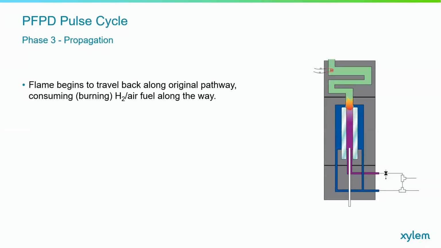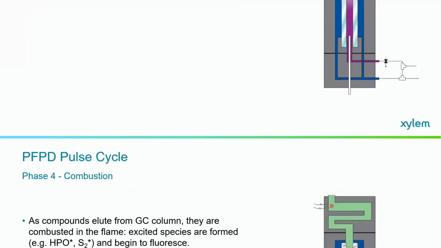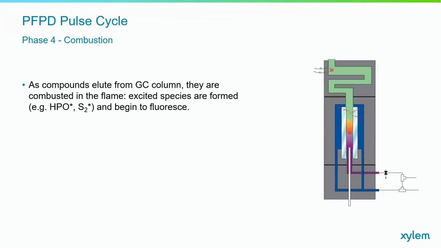Phase 3 is propagation. During phase 3, the flame travels back through the cap along its original pathway, consuming the hydrogen and air fuel along the way. During phase 4, the flame passes through the combustion chamber where the gas mixture changes from air-rich to hydrogen-rich.